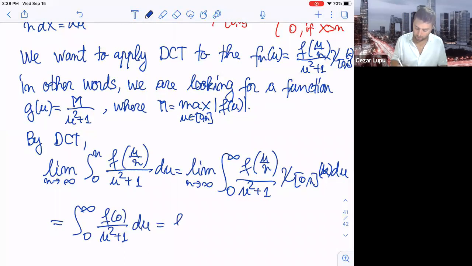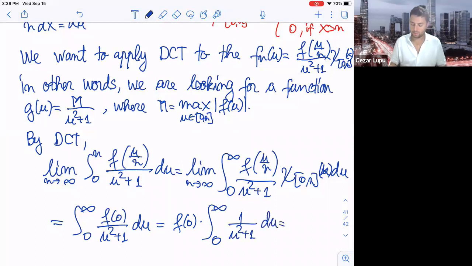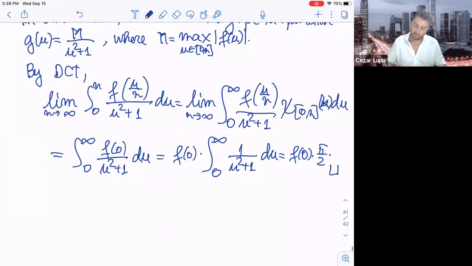This will be f of 0 times the integral from 0 to infinity of 1 over u squared plus 1 du. And this guy is arctan, so that would be pi over 2, right? So this would be f of 0 times pi over 2. And that's it.